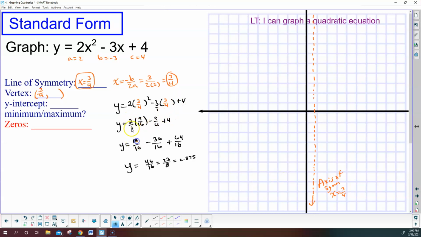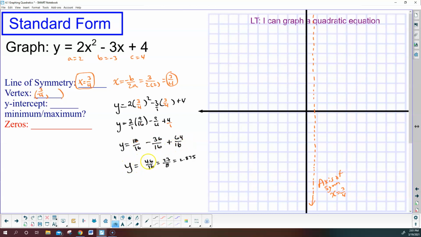2 times 9 is 18, 1 times 16 is 16, so I'm trying to get the same denominator here. So I get 18/16, and then I'm going to subtract 9/4. Well, what I would do is just convert this to 16ths. So I multiply the top and bottom by 4, so I get 36/16. And then I'm going to take this, think of that as 4/1. If I multiply that by 16, top and bottom, I can turn that into 64/16. And that way they all have the same denominator. You could actually reduce this to make it even easier. That's just the route I took.